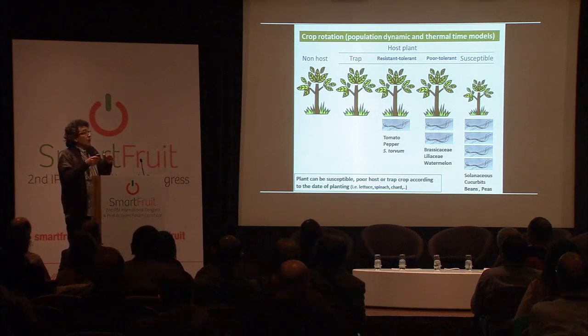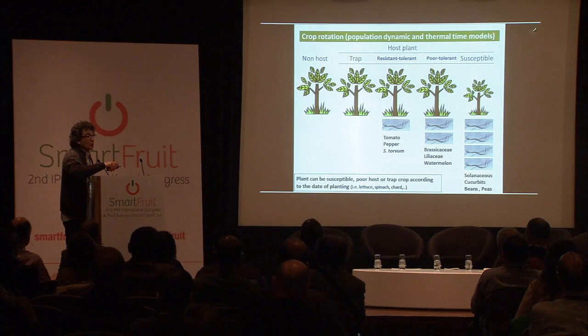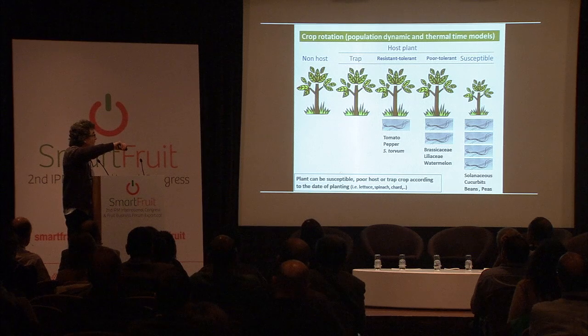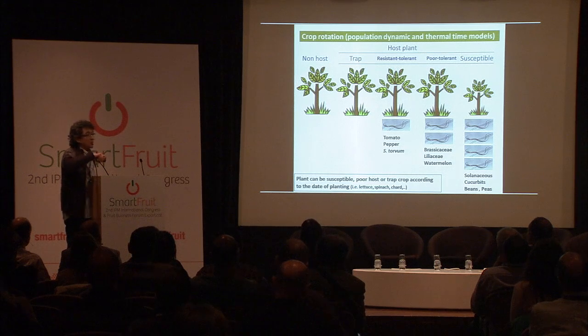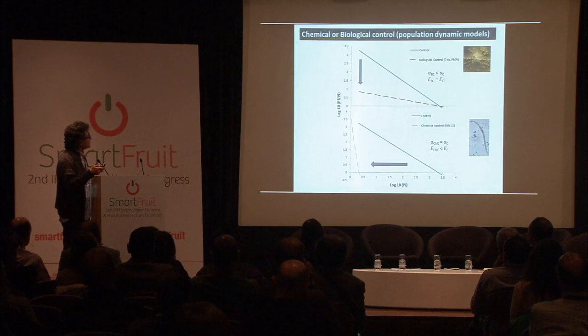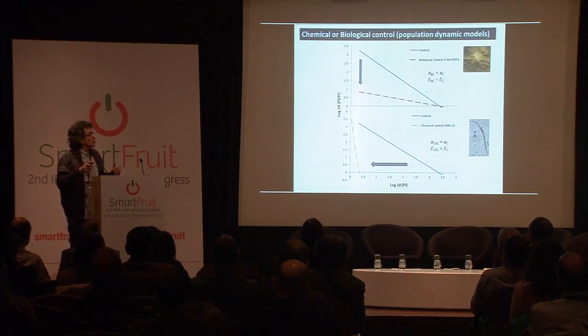It's important to note that according to the time of year, and so linked to the thermal requirements, some plant species can behave like susceptible or poor hosts or trap crops. So I've mentioned lettuce, but also spinach, chard, and others.